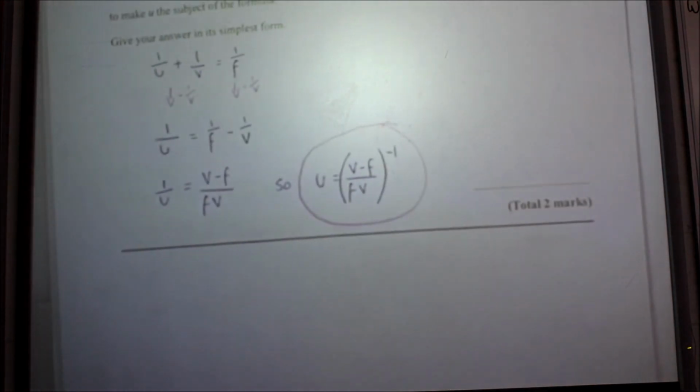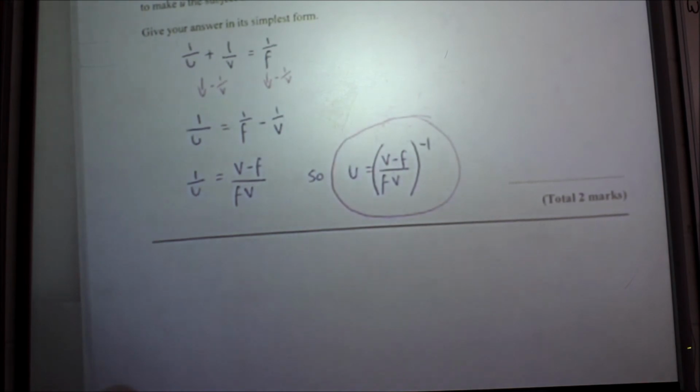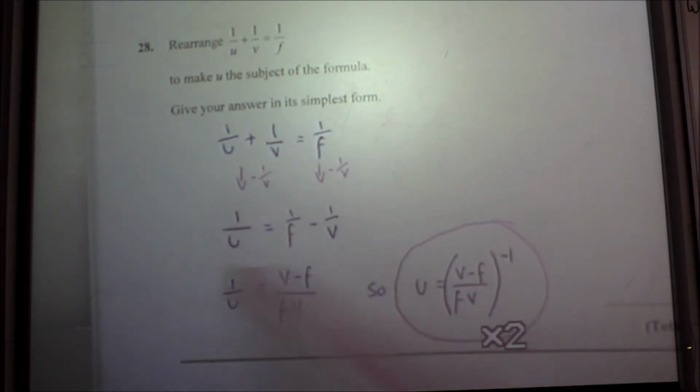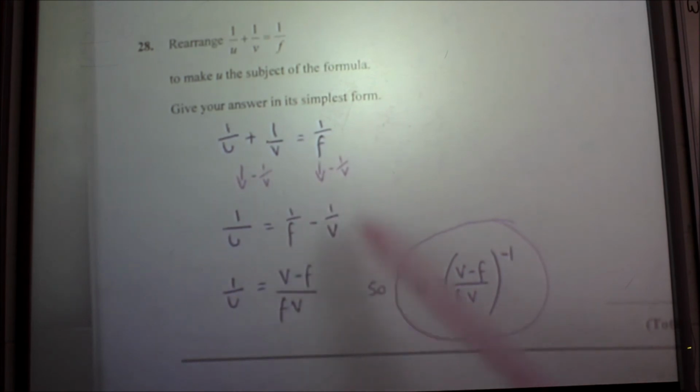Question 28. Rearrange this formula. Nasty one this, I thought, but it's not impossible. First of all, what I've done is taken 1 over V from both sides. So you're left with 1 over U equals 1 over F, take away 1 over V.